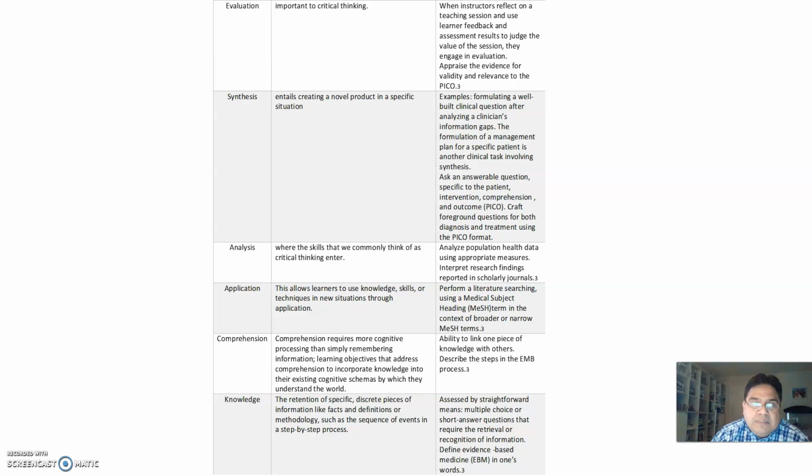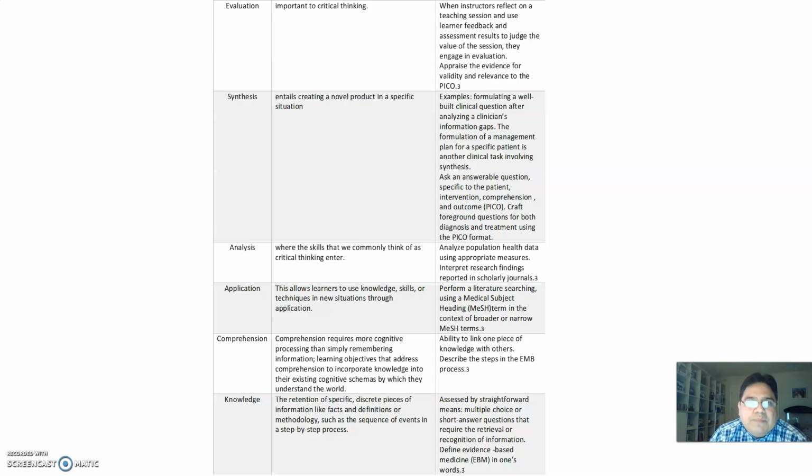In analysis, we start looking more into what we call critical thinking in an individual. This would mean evaluating a person with questions such as analyze a population health data using appropriate measures, or interpret a research finding in a scholarly journal.